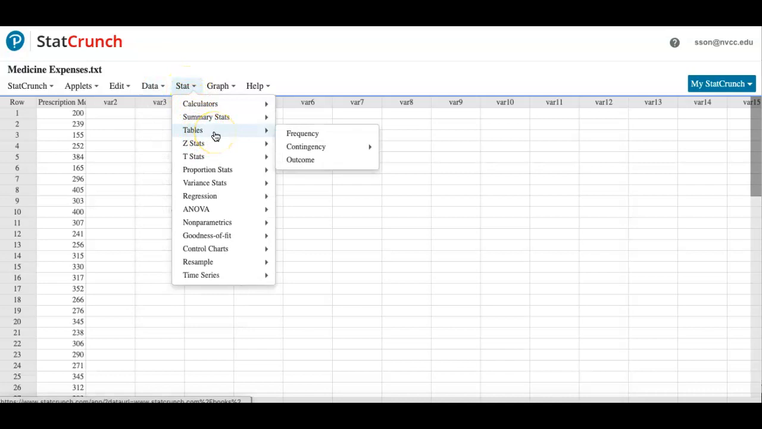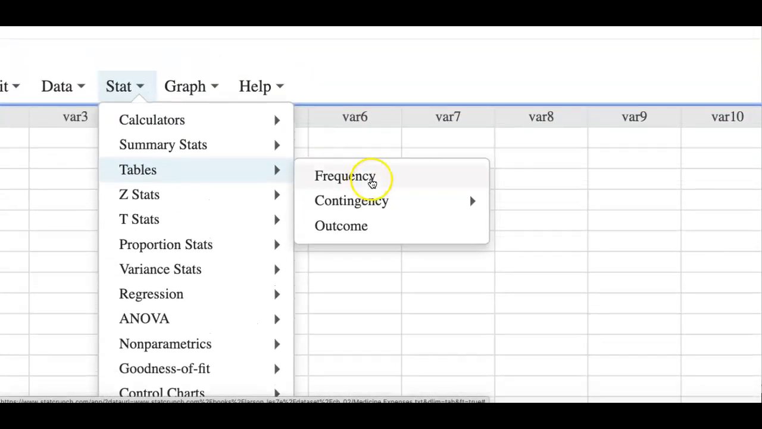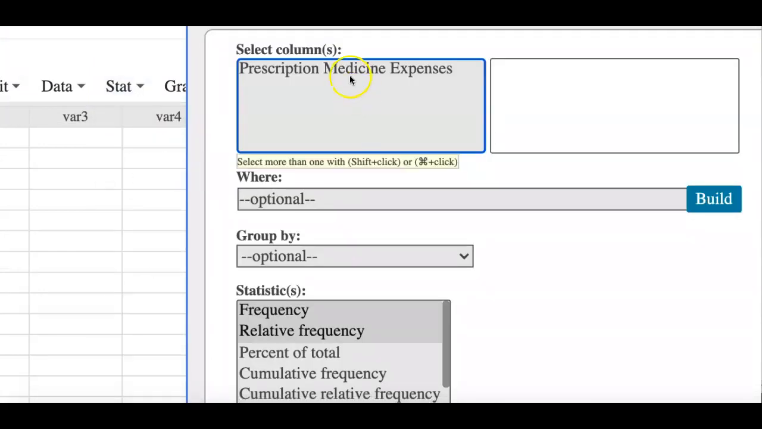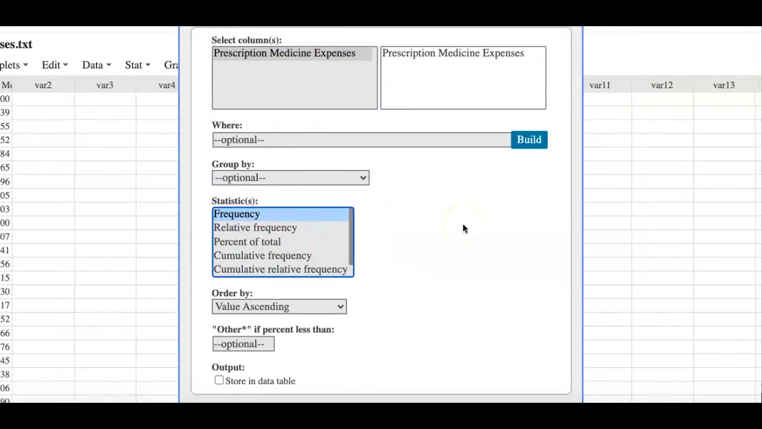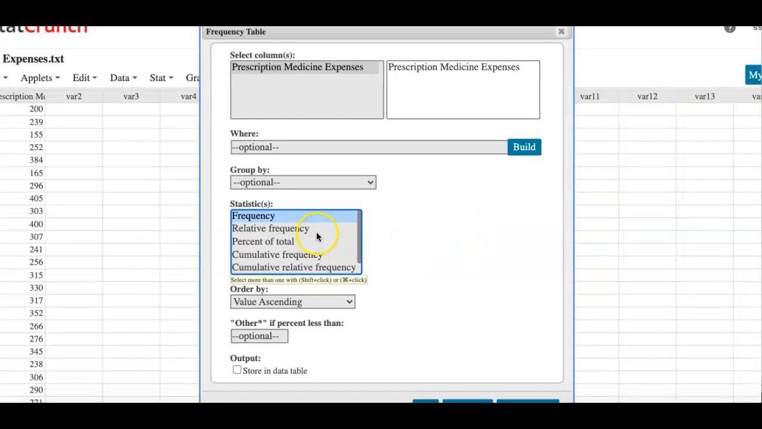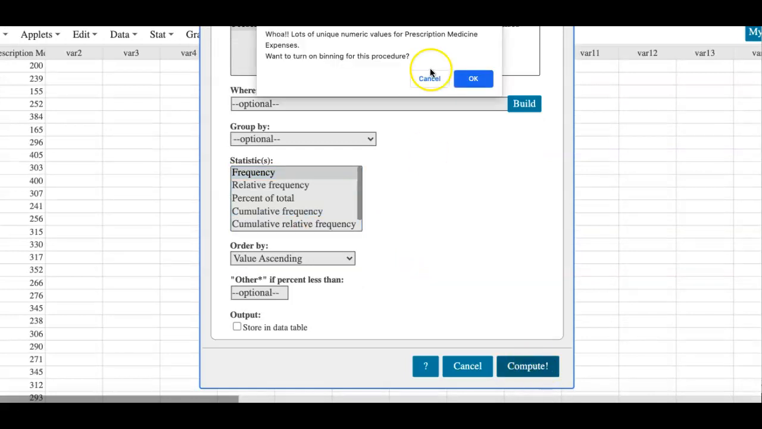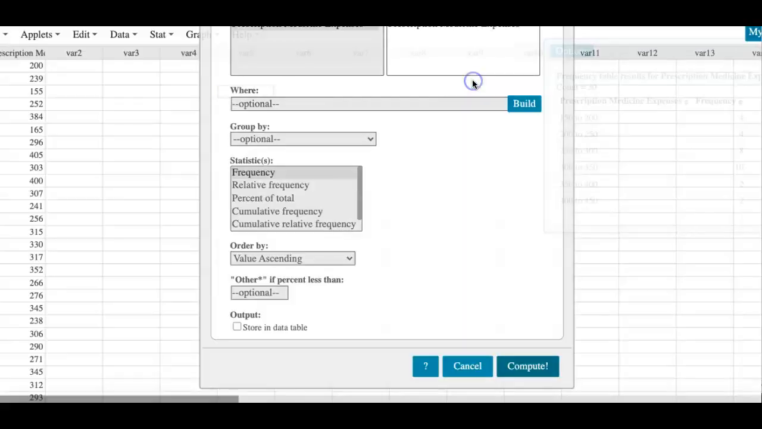So what you will need to do to create a frequency polygon is first have your table ready. Go to Stat, Tables, Frequency. Select the column and just create a frequency table. Instead of relative frequency, cumulative, and all that, we only need frequency. Click on Compute, and it's going to bin the data. It's going to create classes for us.